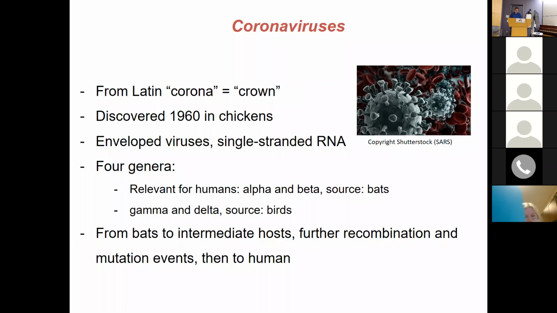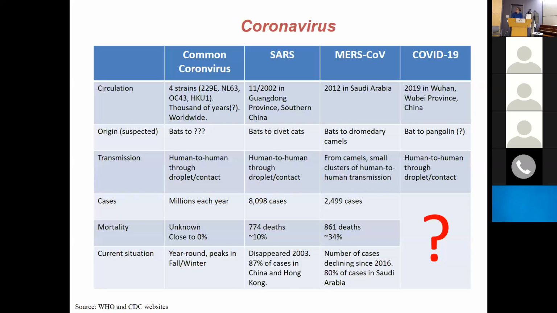As I mentioned, alpha and beta, they are from bats. They need an intermediate host, typically, where further recombination happens and mutation events to eventually transmit to human beings. This is a busy slide showing you the 7 coronaviruses. 4 here are the common coronaviruses. There's 4 strains here. You don't need to remember the names of those. They are with us for thousands of years, probably spread worldwide.